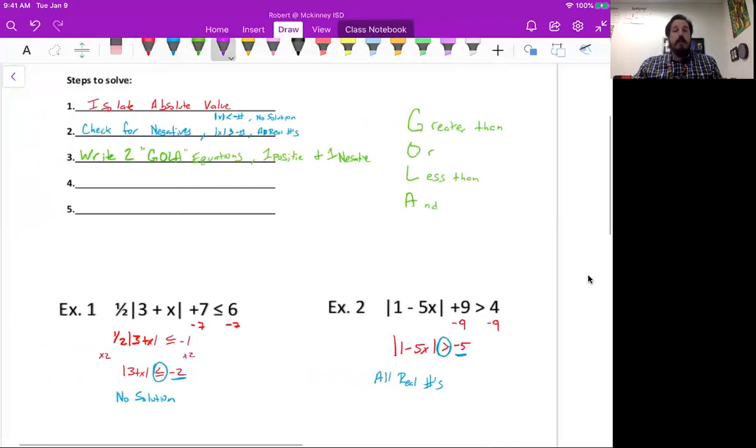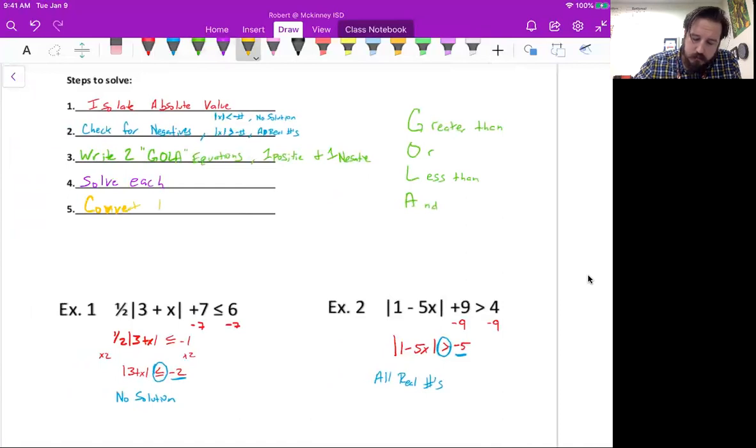Okay. 4th step is the same as our previous 4th step. We solve each. And our fifth step, we don't have to check for extraneous solutions. Excuse me, I'm sorry. We don't have to check for extraneous solutions, but what we do have to do is convert our answer into interval notation.